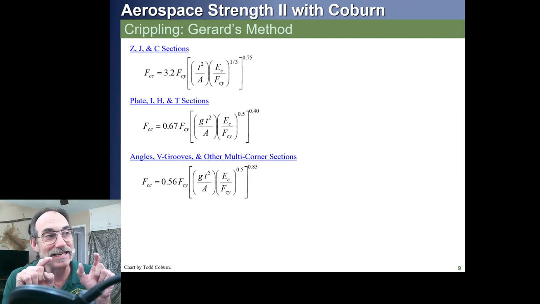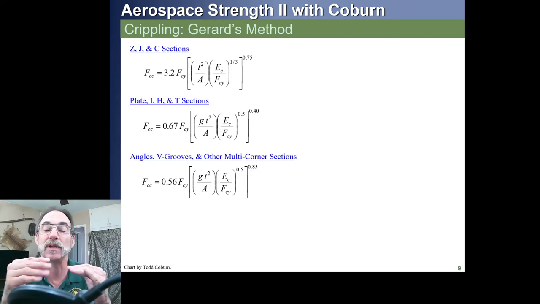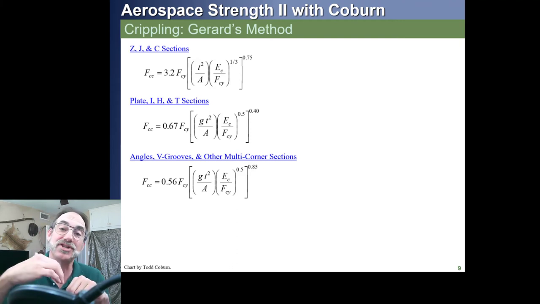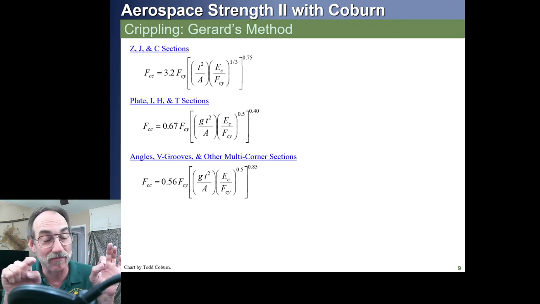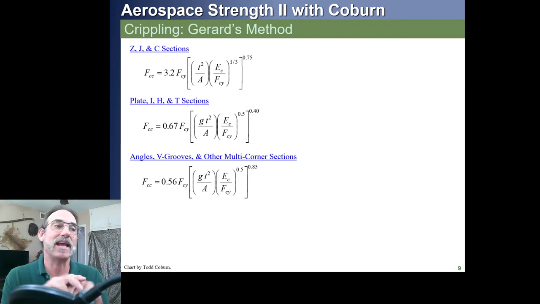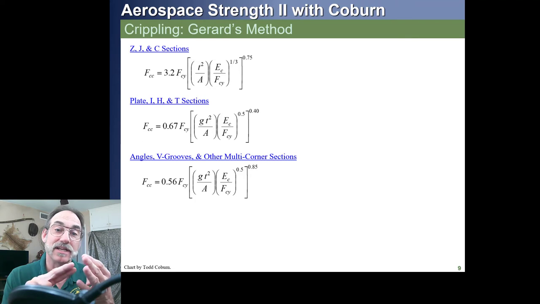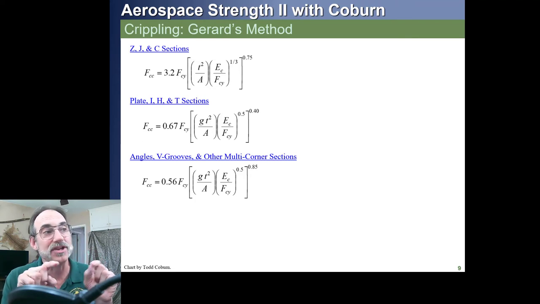Now, if it is not a Z or J or C, then you're going to look and say, well, is this a flat plate? Is this an I section or an H section? H is just an I on its side, right? Or a T section. If it's one of those, then you apply the second equation. Once again, we're going to need the thickness, the area, the compressive modulus, the yield strength. But we're also going to need the G for this equation. You'll notice we didn't need G on the first equation, but now we need G.